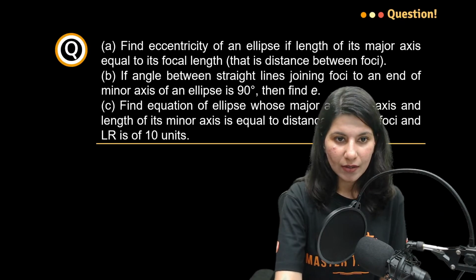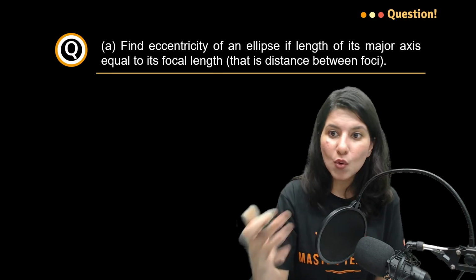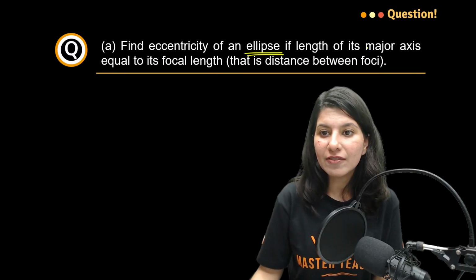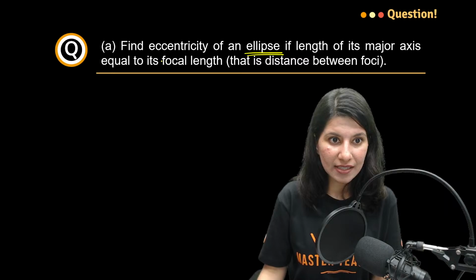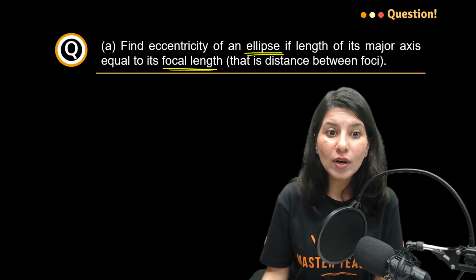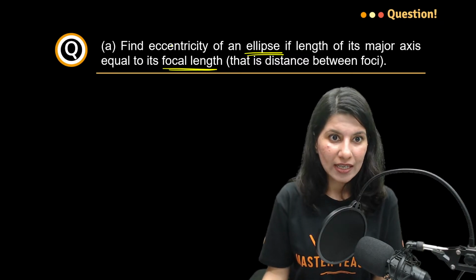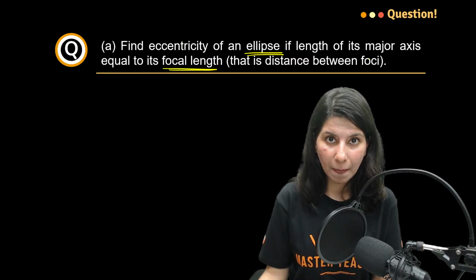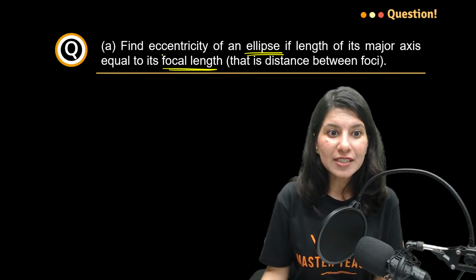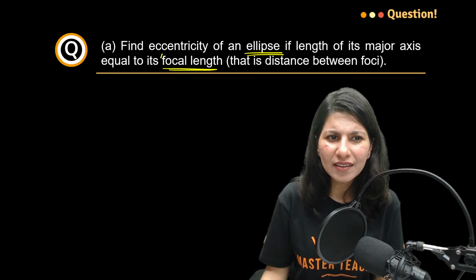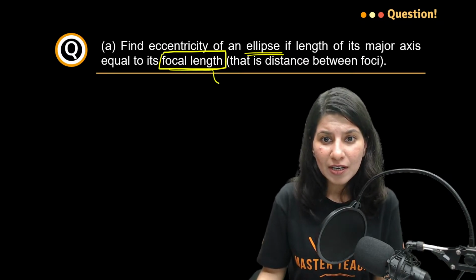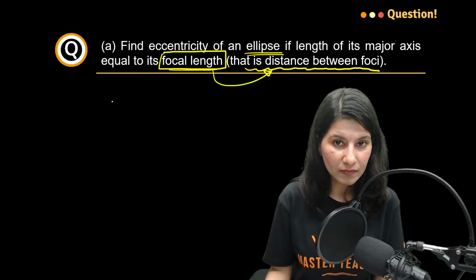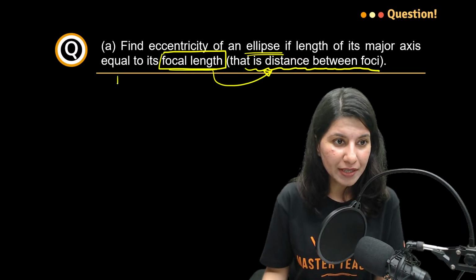Yes. Right. Now let us talk about some more questions one by one. Find the eccentricity of an ellipse if the length of its major axis is equal to its focal length. Now what is focal length? They are actually giving it also. Focal length means distance between foci.